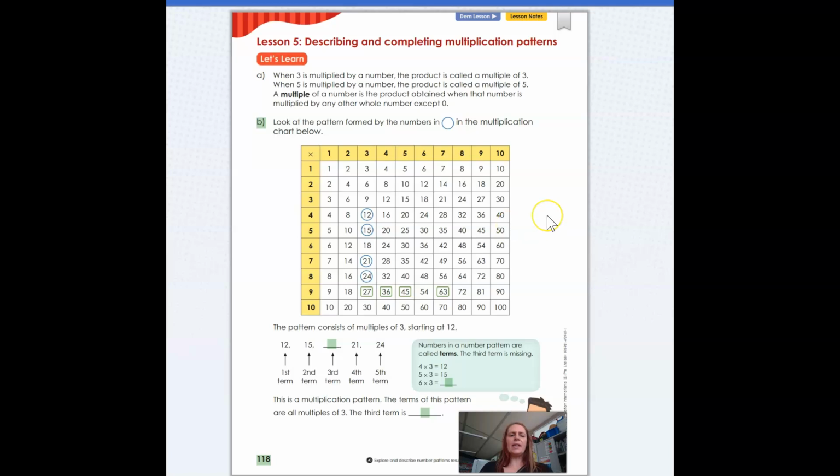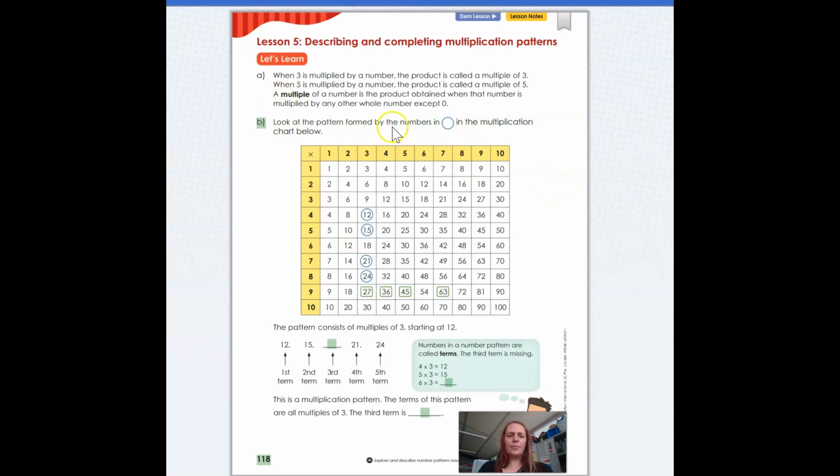It says here, when 5 is multiplied by a number, the product is called a multiple of 5. So we're going to do that again. So there's 5, and we're going to multiply that by a number. We're going to go down here. We're going to multiply that by 9. So the product of 5 and 9 is 45. 45 is a multiple of 5.